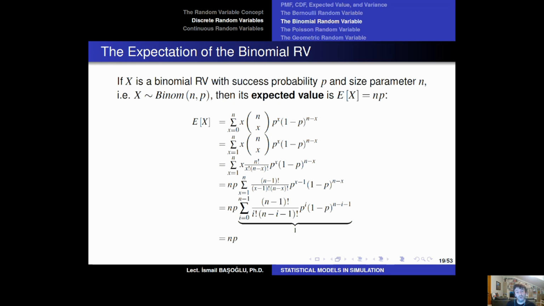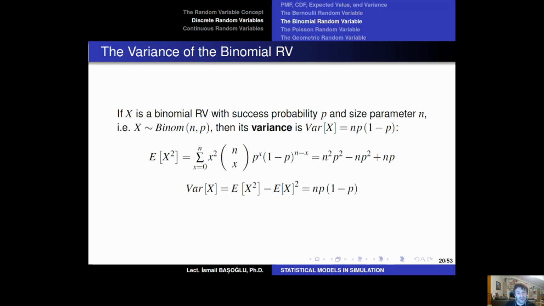Now, the expected value of a binomial random variable is going to be n times p, and there is a proof of that, but we are not going to explain the proof. Logically, if the expected value of a Bernoulli random variable is p, then if you repeat this experiment n times, then the total number of successes that you are going to be observing would be proportional to the probability and the number of repetitions. Therefore, n times p is the logical answer for that expected value.